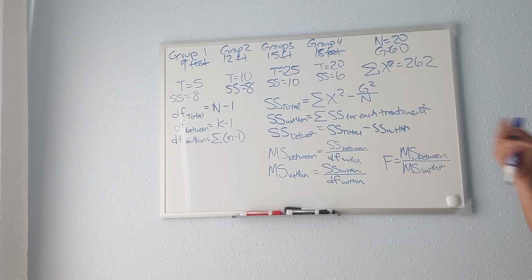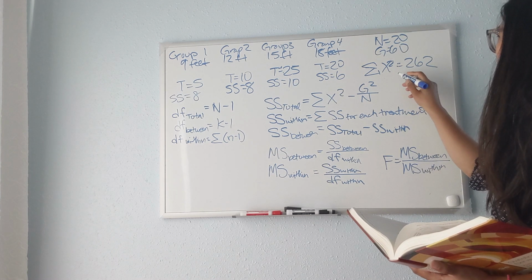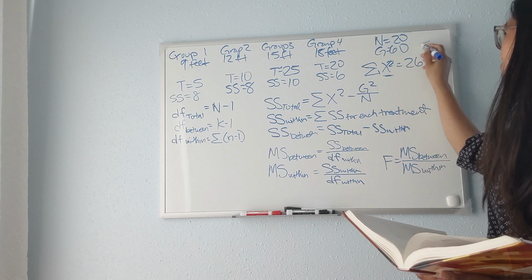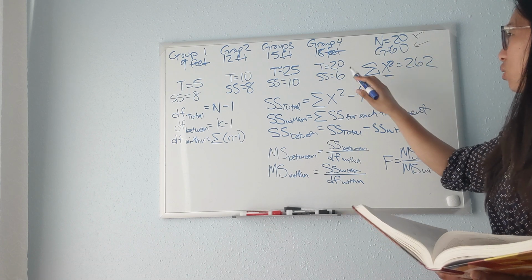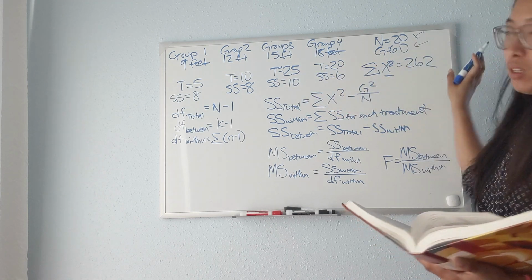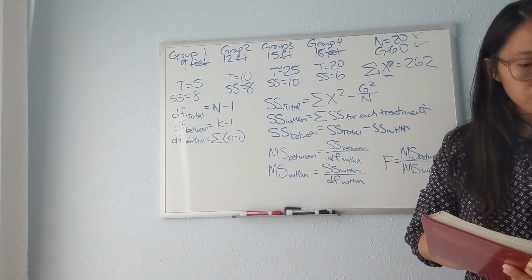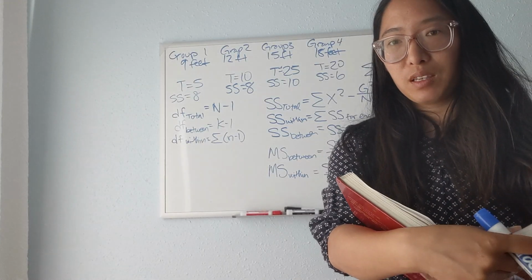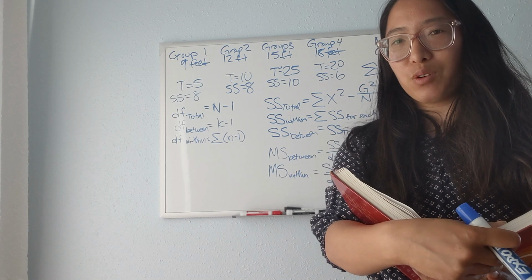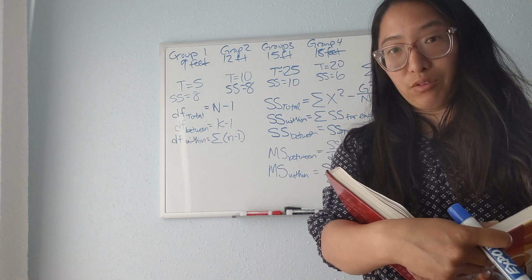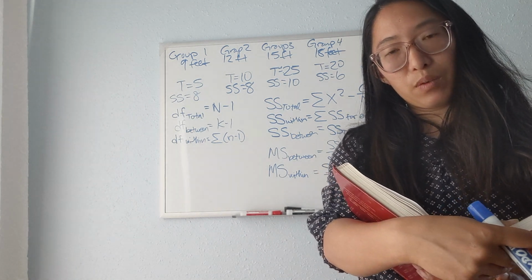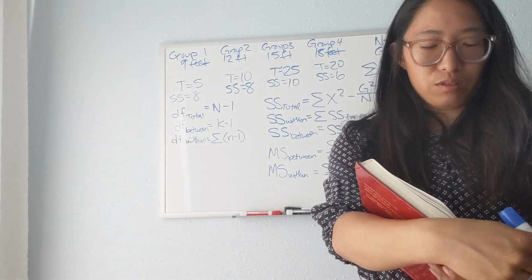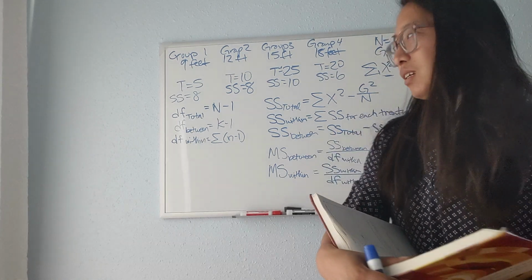I'm never going to have you calculate the sum of x, because that's just basic addition of these values. I will always give you something similar to this, okay? So we're going to go through the 4 steps for hypothesis testing with ANOVA. The first step is to state the null and alternative hypothesis.